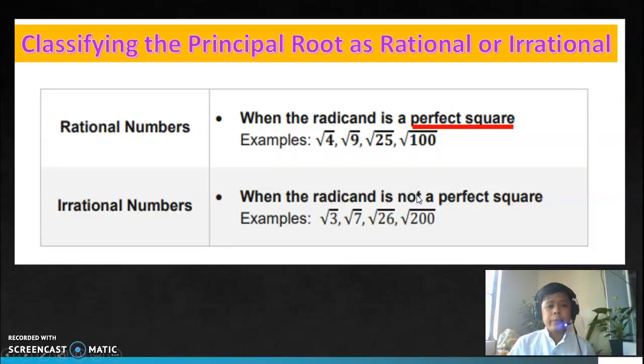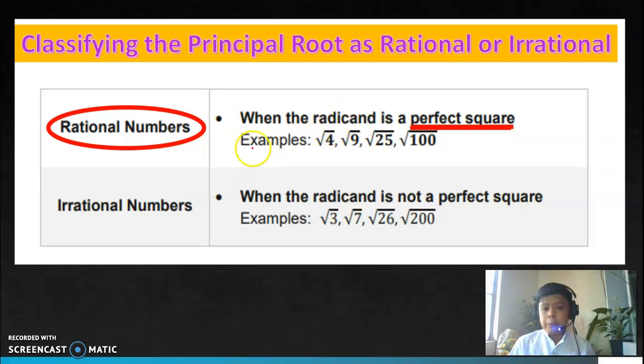Next, classifying the principal root as rational or irrational. Sabi dyan, when the radicand is a perfect square, kamukha ng mga numbers na na-encounter natin noong activity, ang tawag sa kanila ay mga rational numbers. Kapag kinuha natin yung square root ng 4, ng 9, 25, 100, 36, 81, 64, sila ay mga rational numbers.